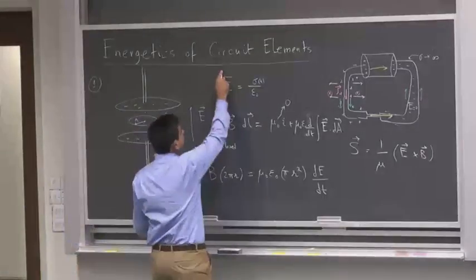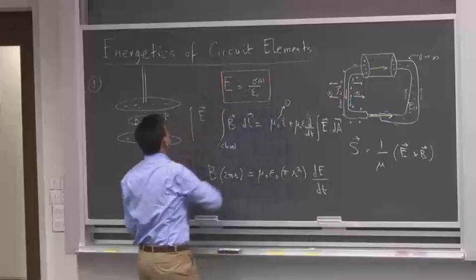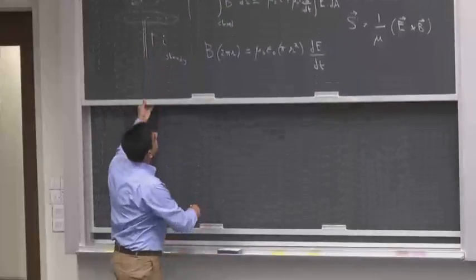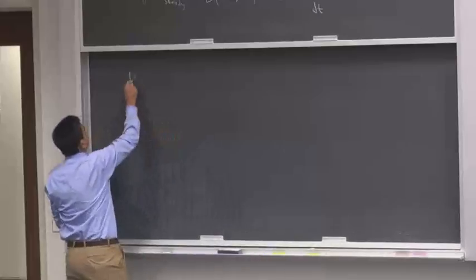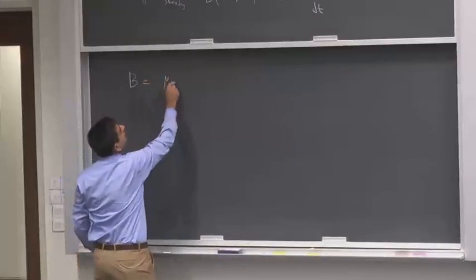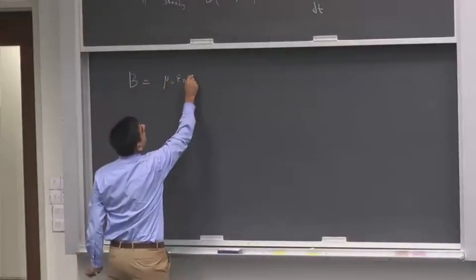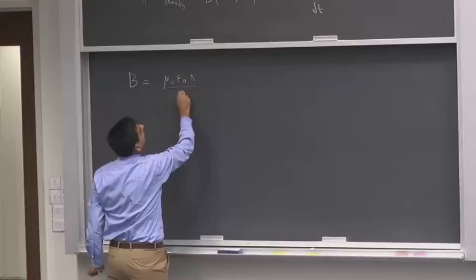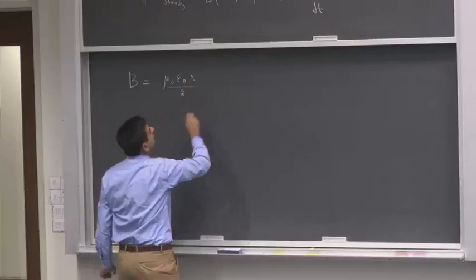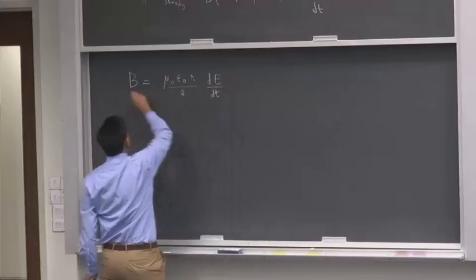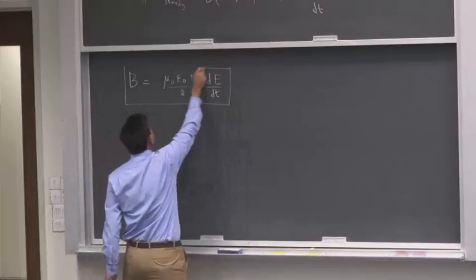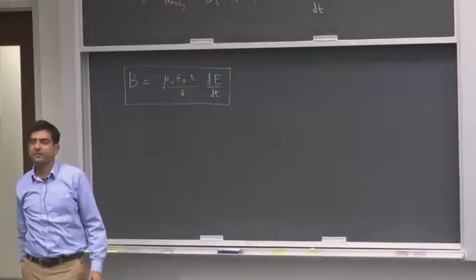So I have an electric field and I have a magnetic field. The magnetic field is given by mu naught epsilon naught r over 2 dE by dt. So there is a magnetic field too. What's the direction of this magnetic field?